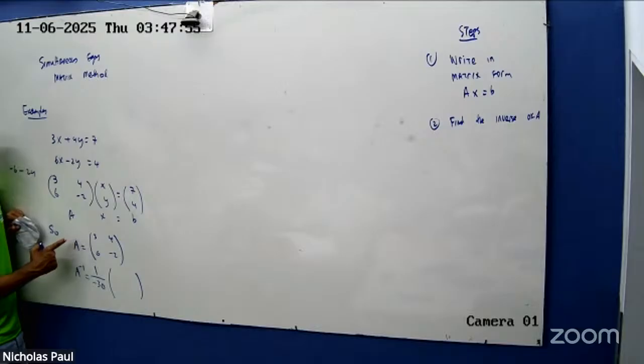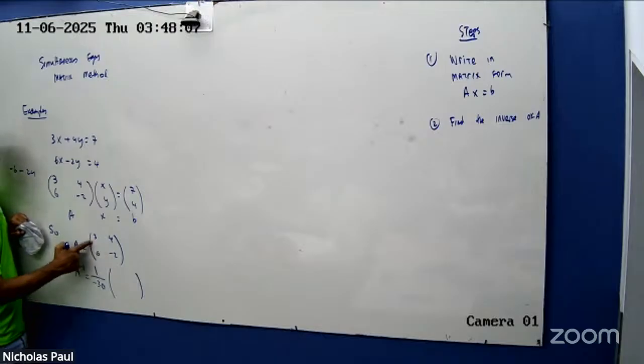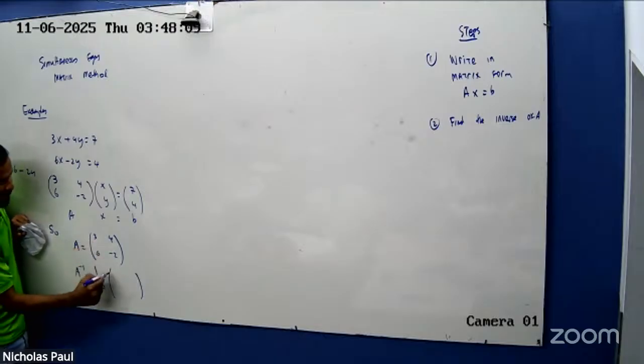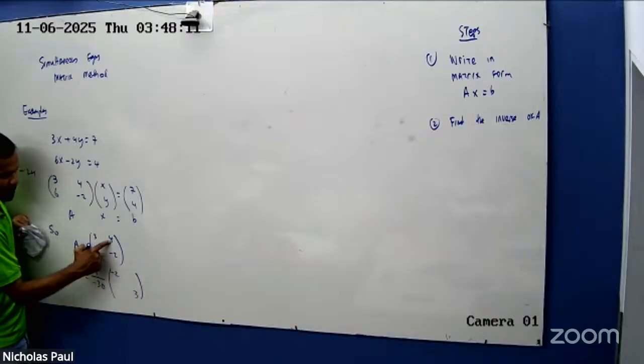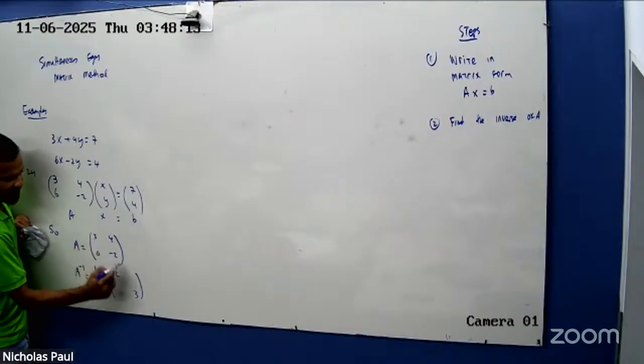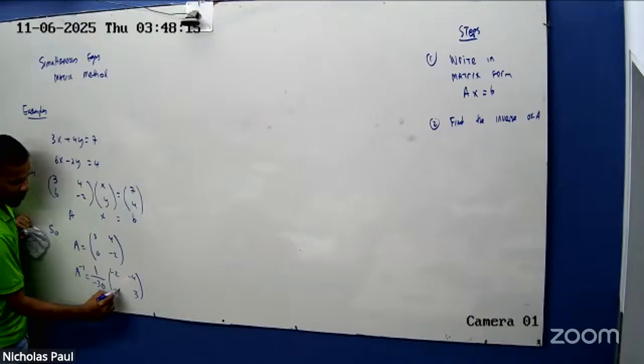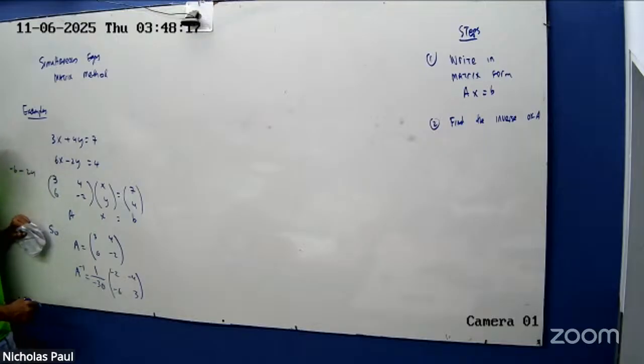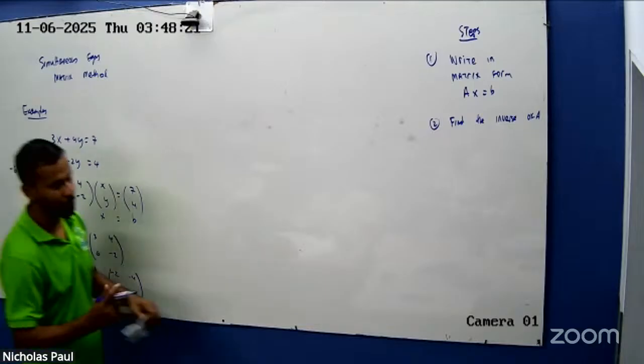Right? What's the next step? Just put in 3, 4, 6, minus 2. Switch around the 3 and the minus 2, and put negative signs here. Change the signs, right? It becomes minus 4, minus 6. You okay with that? That's step number 2.